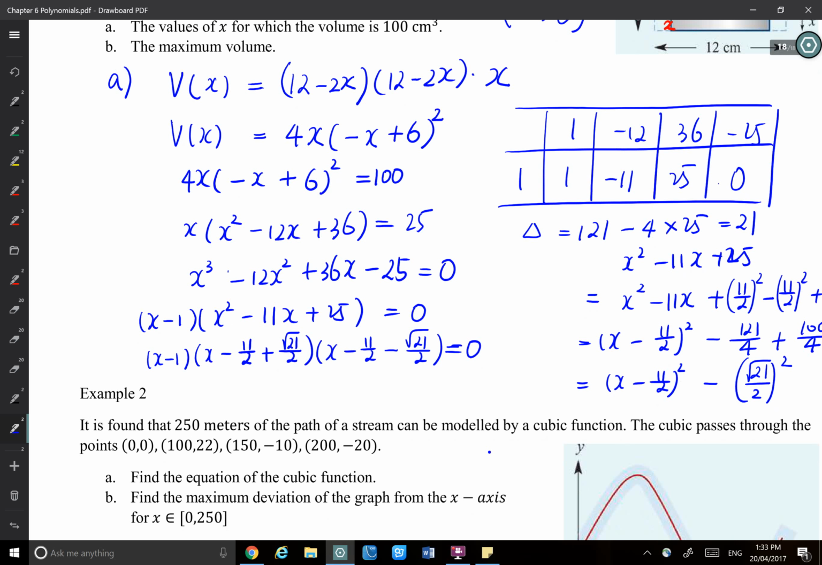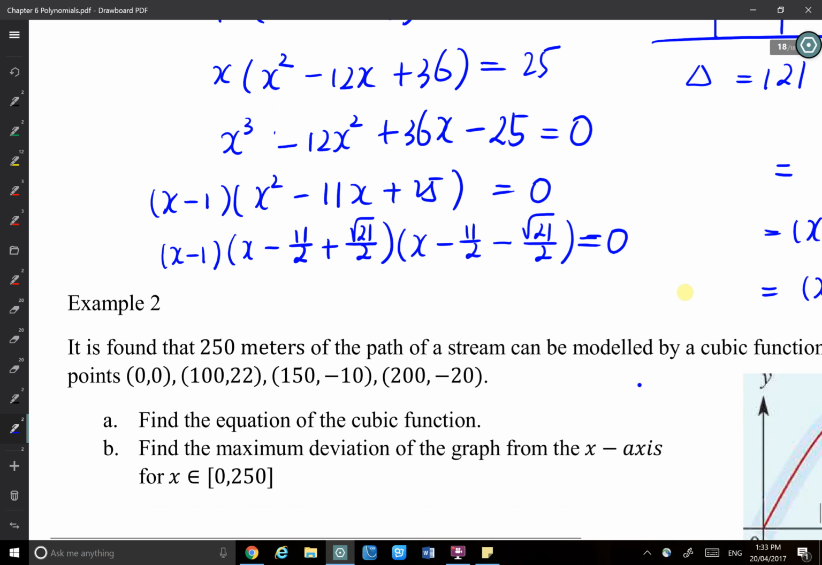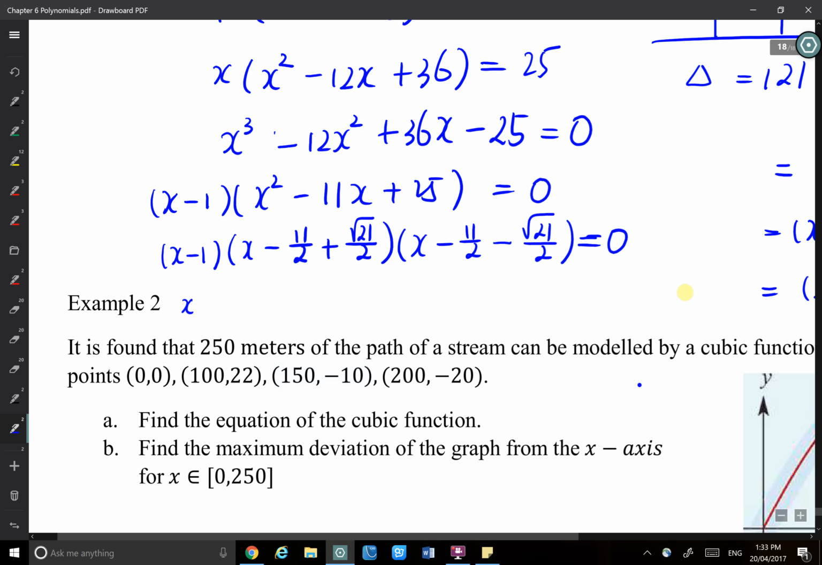Okay, let's go back to this question. So what does x equal to? x equals 1, or x equals 11 over 2 plus or minus the square root of 21 over 2.